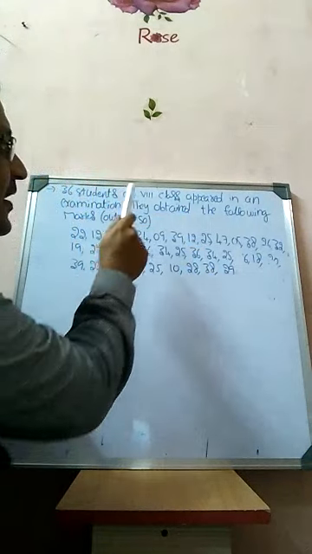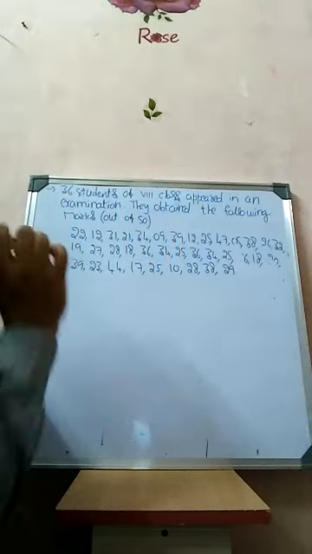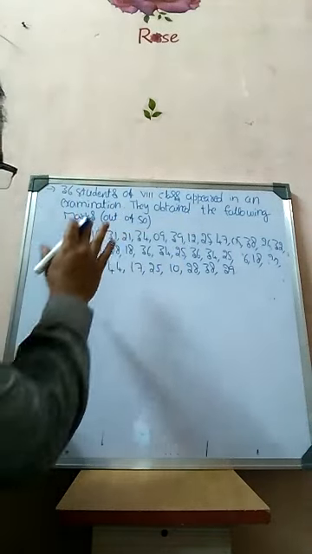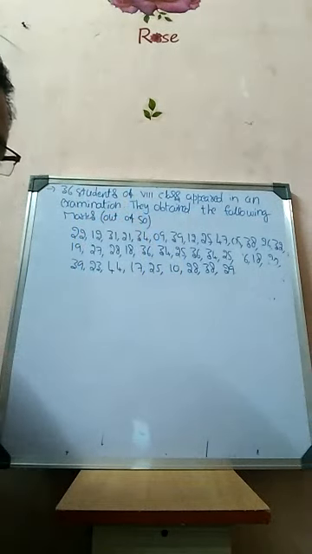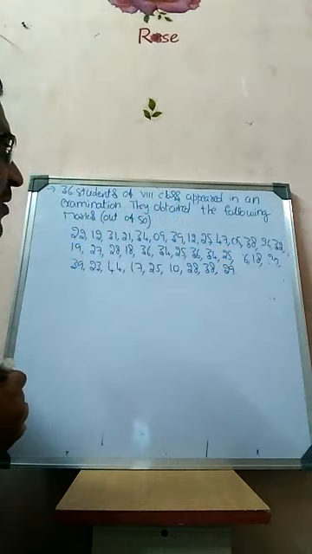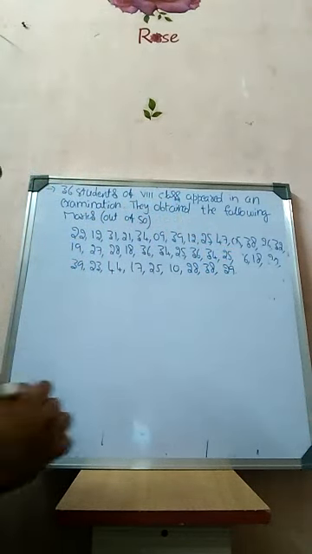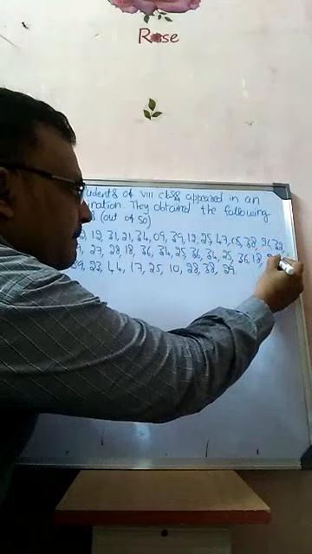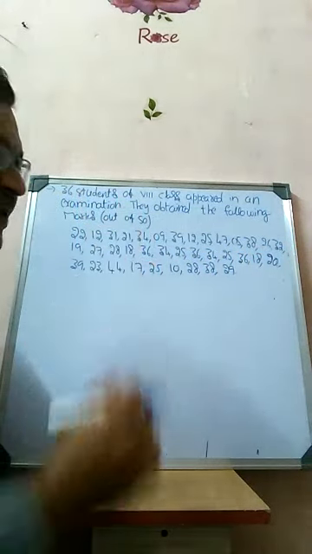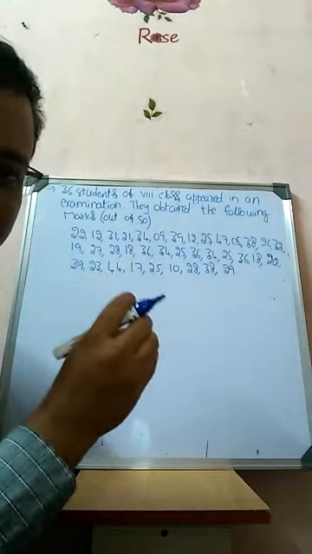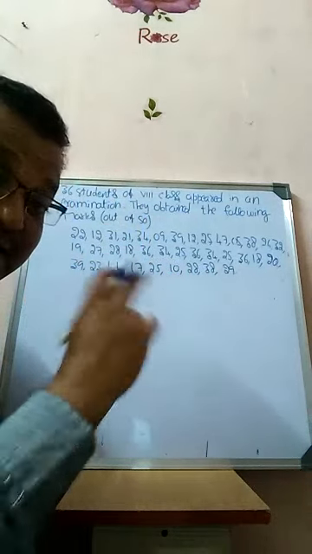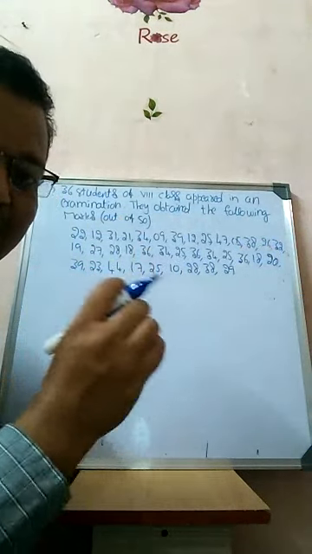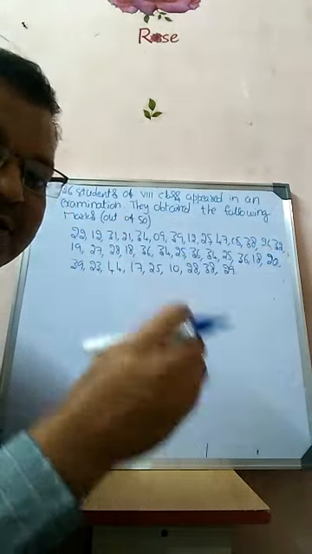36 students of 8th class appeared in an examination. They obtained the following marks. The marks are out of 50. So these are the different marks all 36 students got here. For these marks, I will prepare a frequency distribution table, but this time I will use groups to prepare the frequency distribution table.